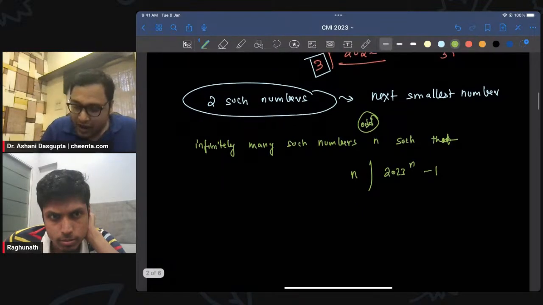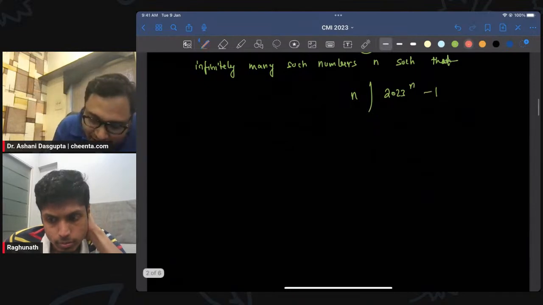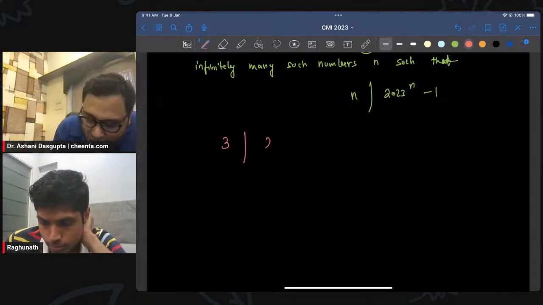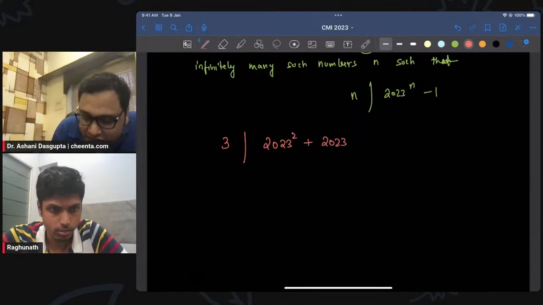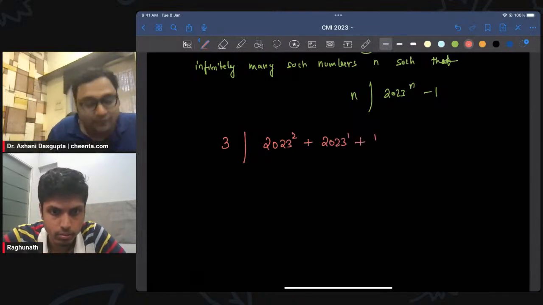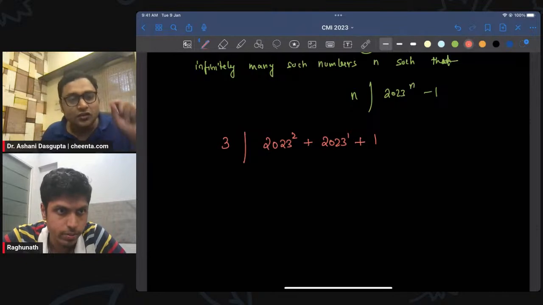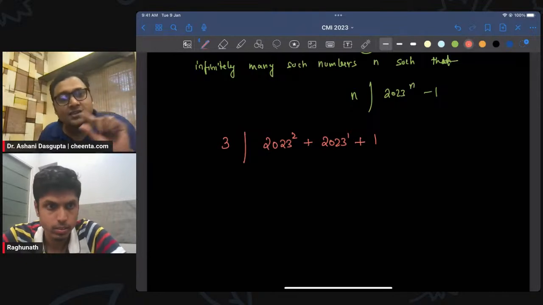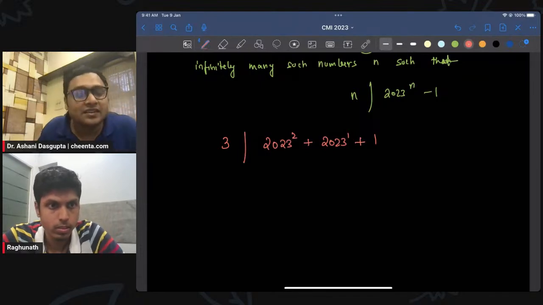Well, I will start with the fact that 3 divides 2023 squared plus 2023 raised to the power 1 plus 1. 3 divides this number, right? We have already shown it. 2023 itself is 1 mod 3. So we can easily compute and check that the sum is divisible by 3.